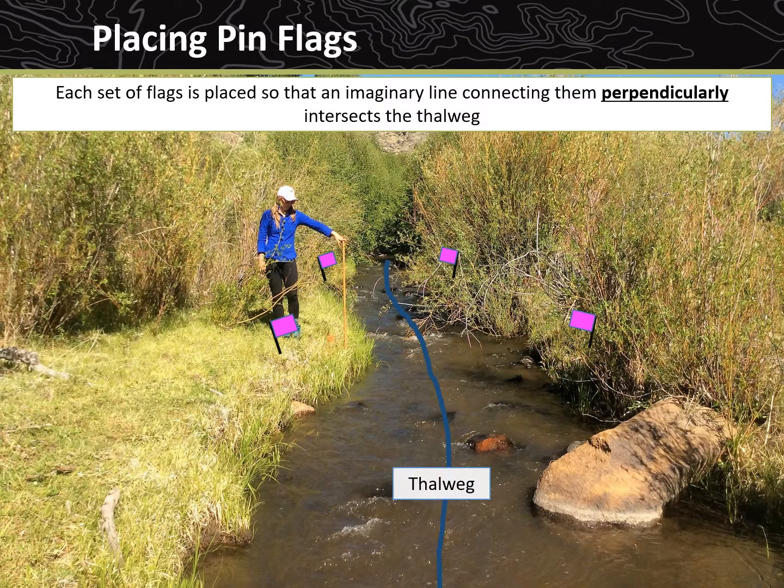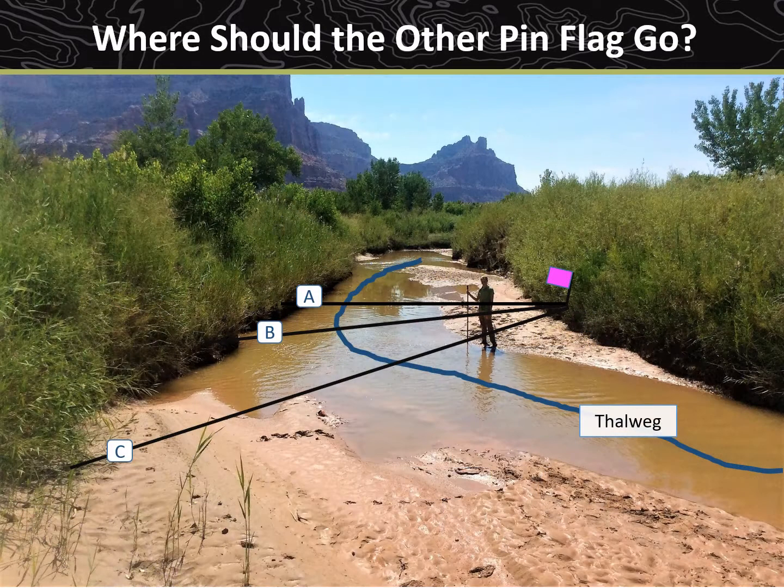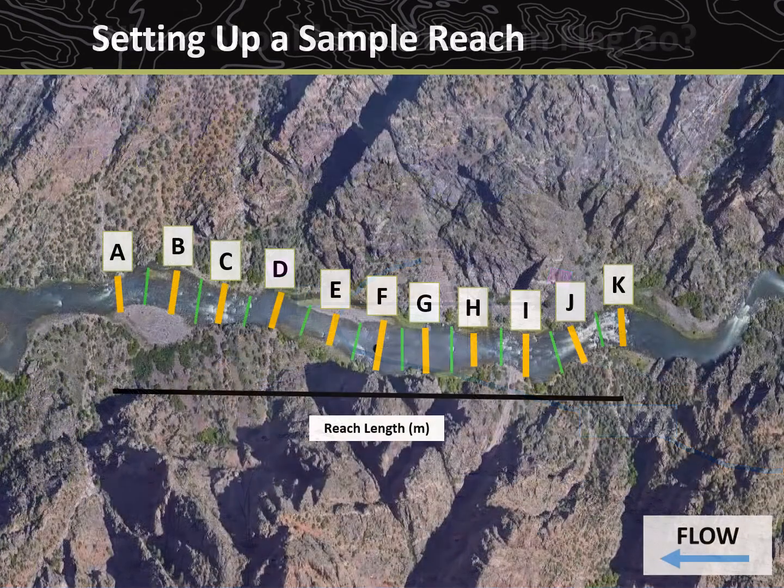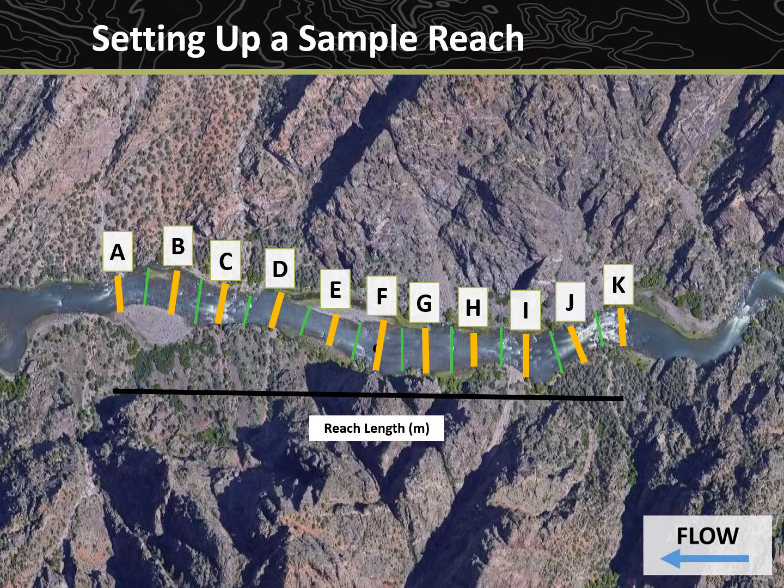When a transect is set up, it is important that each set of transect flags is placed so that an imaginary line connecting them perpendicularly intersects the thalweg. Where should the left bank flag in this photo be placed so that the transect is perpendicular to the thalweg? Option A is the correct answer. Once the reach is set up and the transect flags are placed, Lotic AIM sampling can begin.